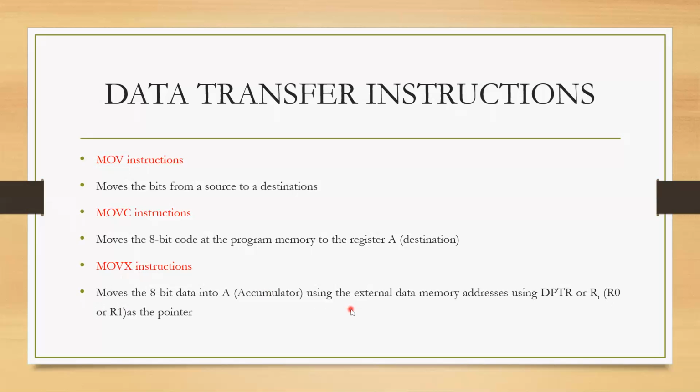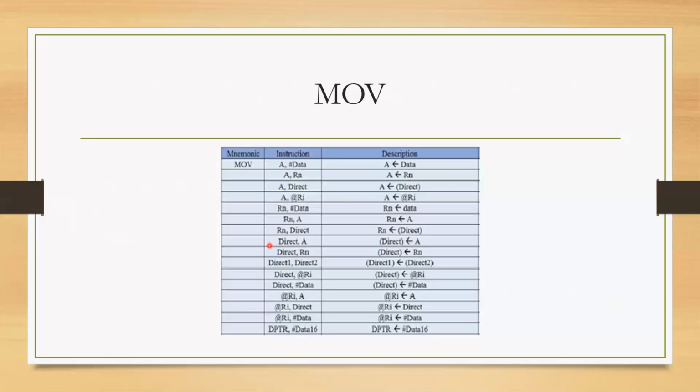So MOVX is for moving from external RAM. External data memory means external RAM. MOVC is from ROM, which may be internal or external. That is code memory, or program memory. And the MOV instruction we use while moving and transferring data between internal RAM and registers or memory. So these are the move operations available for the 8051.